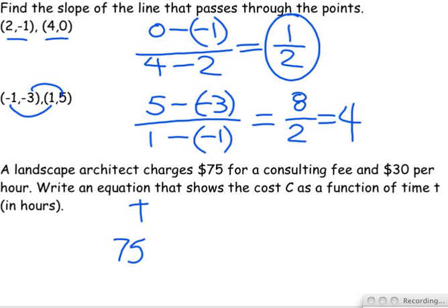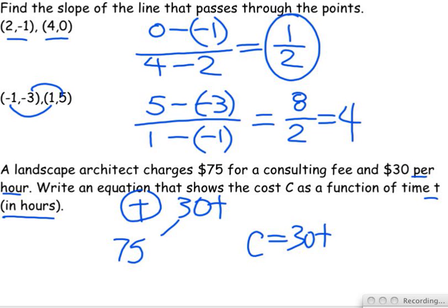And then it says, and $30 per hour. Okay, well, that's how we relate to this T. And you can get that hint because it's per hour. You got that per hour thing. And we got this time in hours. So it's going to be 30T. And the cost, C, is just going to be equal to these two things added together. So it's going to be 30T plus 75. So that's how we do that problem, just setting up an equation.